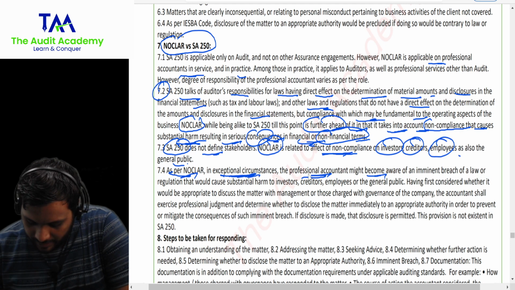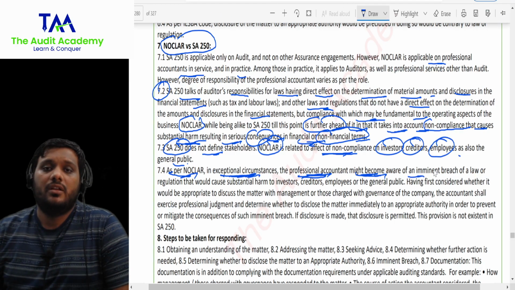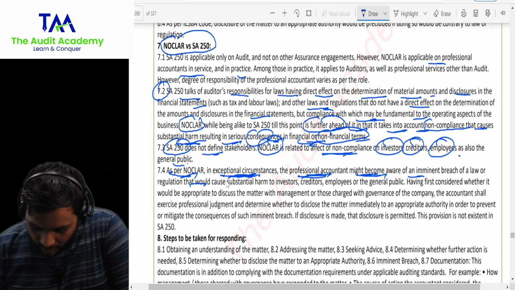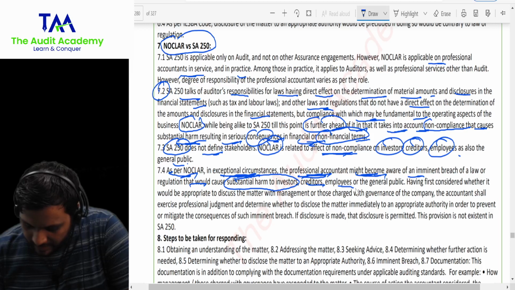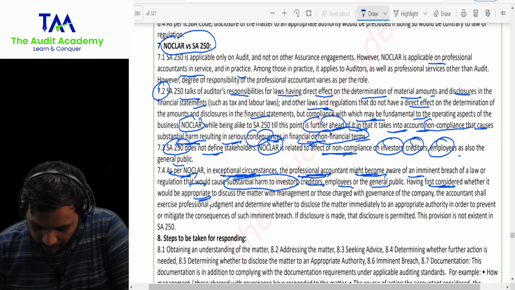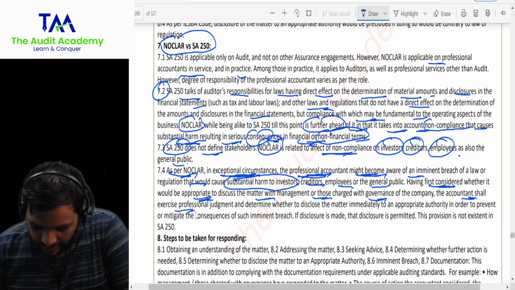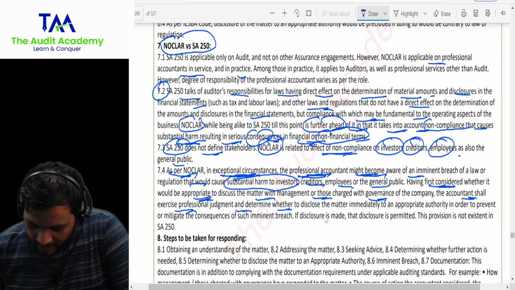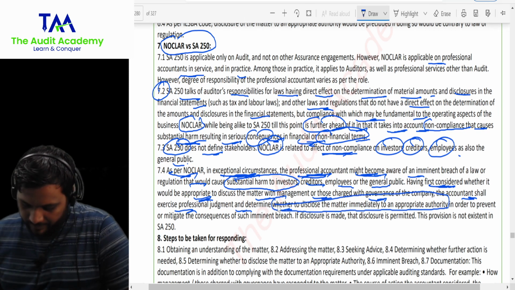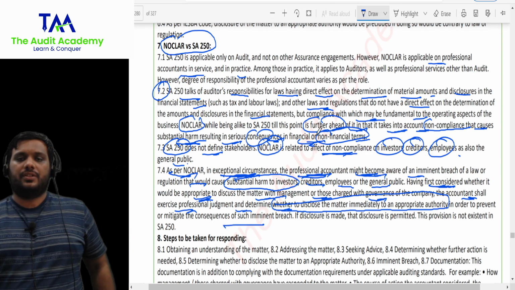So, in exceptional circumstances, the professional accountant might become aware of an imminent breach of law, meaning a clear major breach of law or regulation that would cause substantial harm to investors, creditors, employees or general public. Having first considered whether it would be appropriate to discuss the matter with management or those charged with governance, the accountant shall exercise professional judgment and determine whether to disclose the matter immediately to an appropriate authority in order to prevent or mitigate the consequences of such imminent breach.